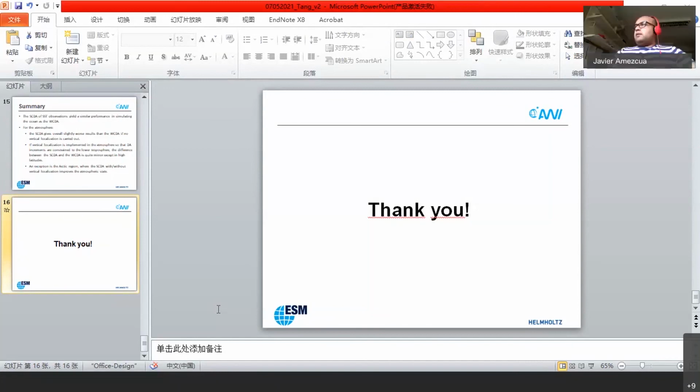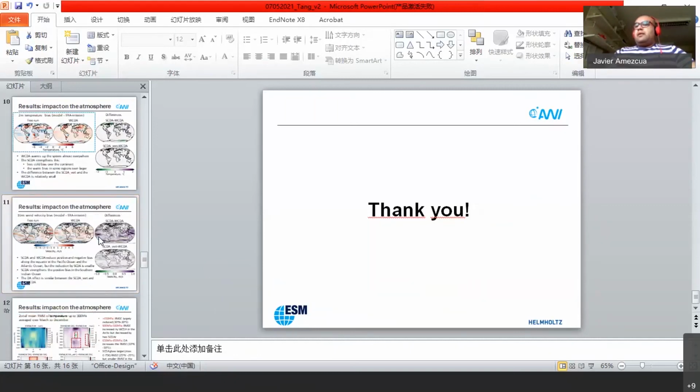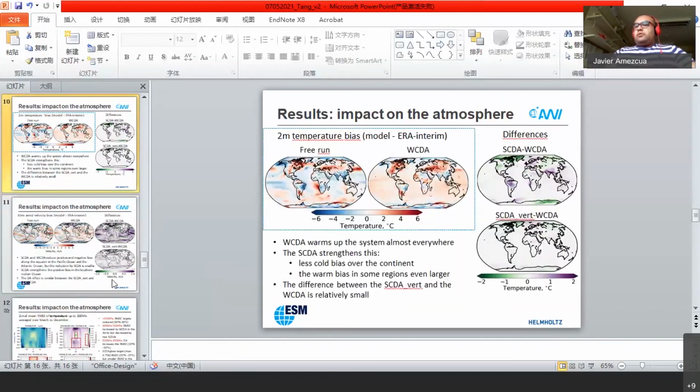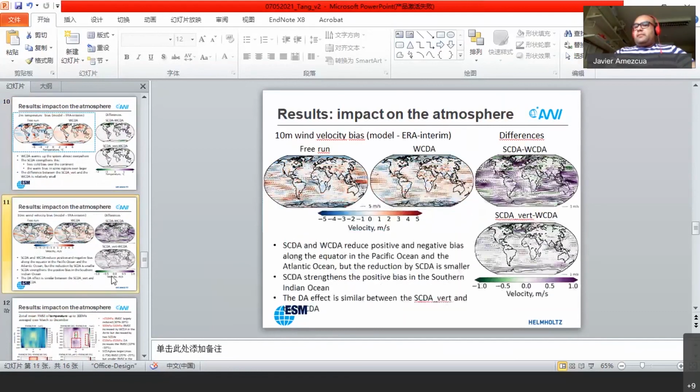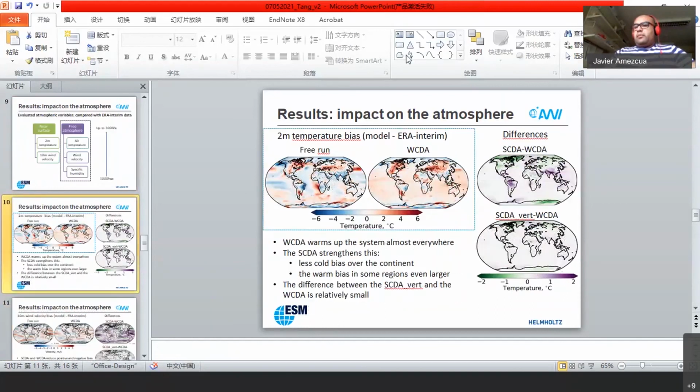Okay, and I have another question. Sergei was showing regions on the planet where there were processes that were very coupled between atmosphere and ocean. In the mid latitude, he was showing the Gulf Stream, for example, and then the tropics. Did you find those regions to be greatly benefited by strongly coupled data assimilation?